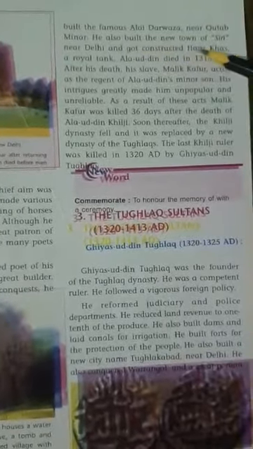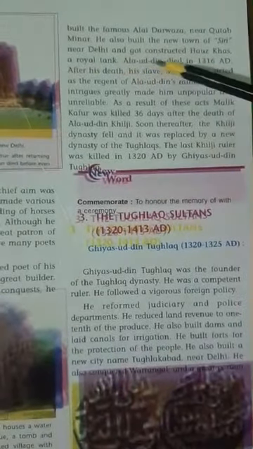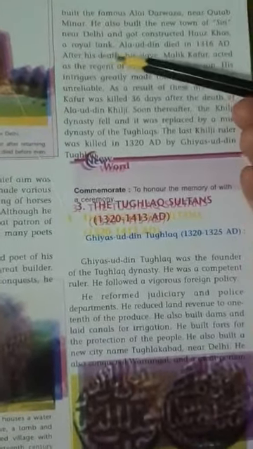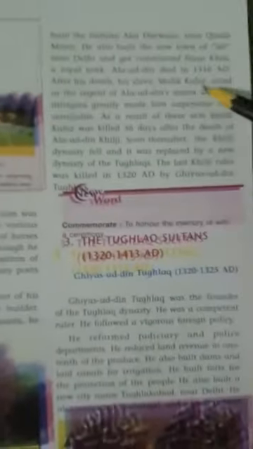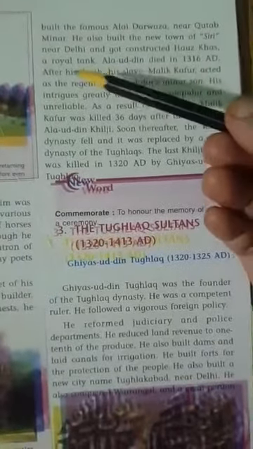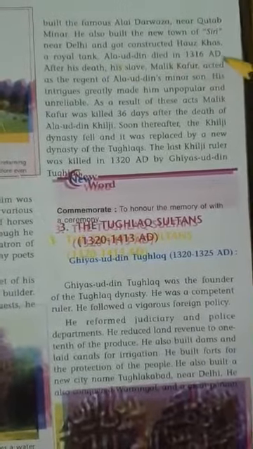He also built the new town of Siri near Delhi and got constructed Hauz Khas, a royal tank. We can see the picture over here. The Hauz Khas royal tank picture is given here. So all these constructions he carried on. Alauddin died in 1316 AD.